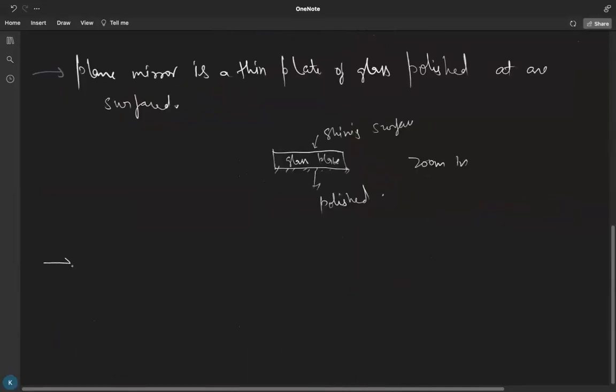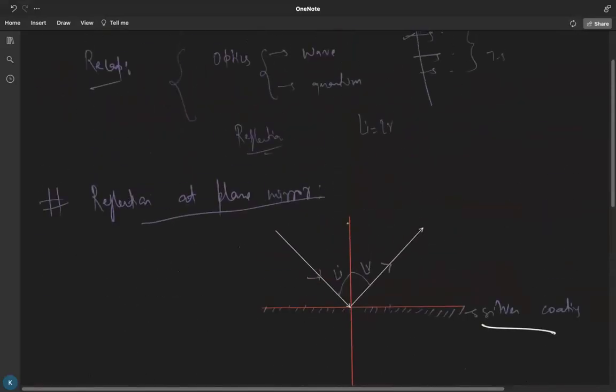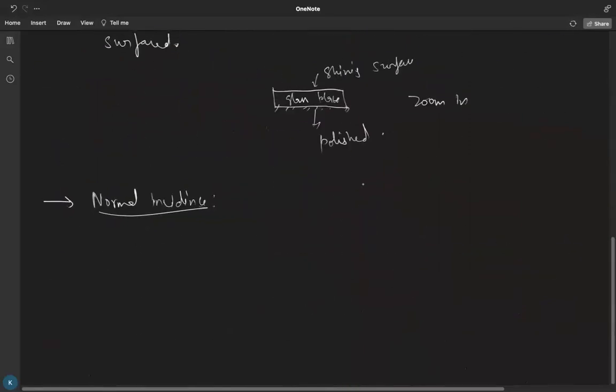So the term is normal incidence. When a ray of light is incident along the normal, right, like this is our incident light, the ray retraces its path. Basically, here the angle i is equal to 0, and we all know from the laws of reflection that the incident angle is equal to the reflected angle. So angle r is also equal to 0. How did that happen? Because angle i is equal to angle r, angle of incidence is equal to angle of reflection. In this case, what happened?